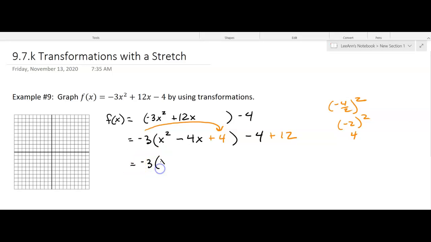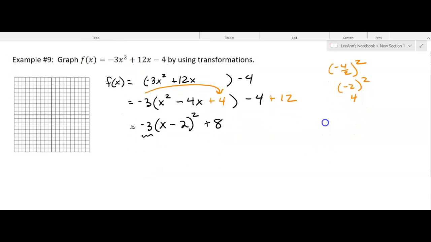All right, now we're going to write it: negative 3 times x minus 2 squared plus 8. And now we know everything. But this time we do have a stretch to it, and it's going to be upside down.